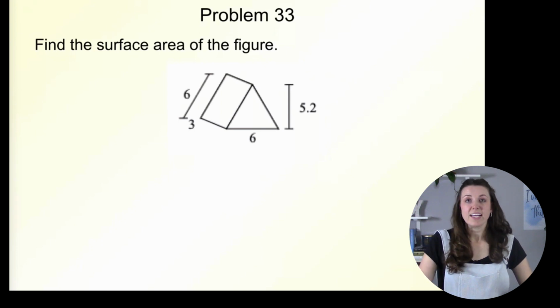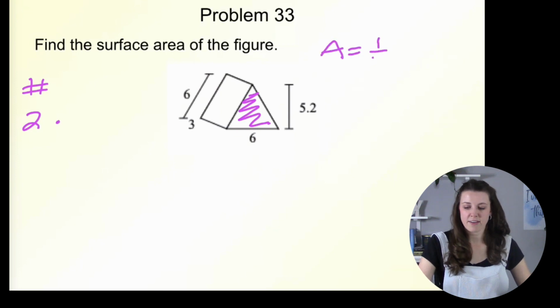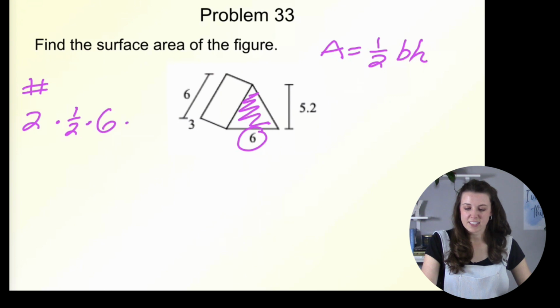So the first thing, let's do that triangle in the front, okay? So how many are there? There's the front side of the tent and there's the back side of the tent, right? So there's 2. Then we go to find the area of a triangle. It's 1/2 base times the height. So we need to make sure that we put that 1/2 in right there. So the base is 6 right here, and the height is 5.2. Okay, and like we said, there are 2 of those.